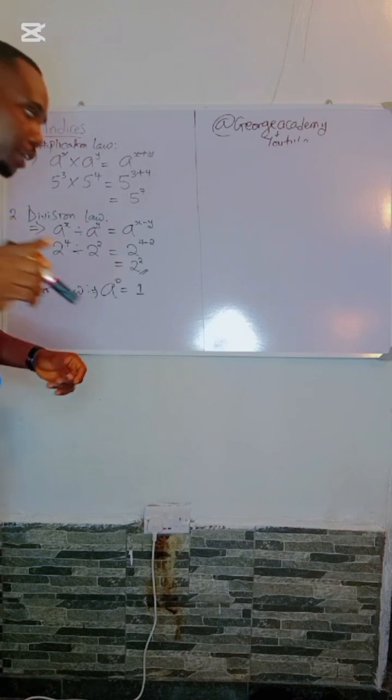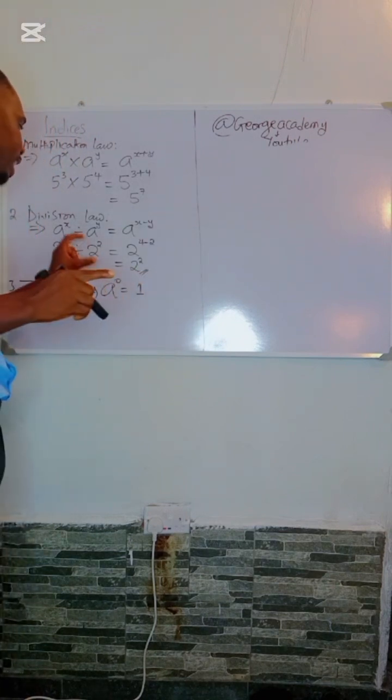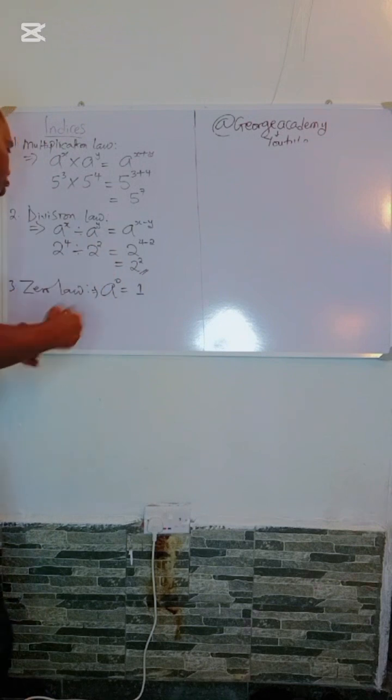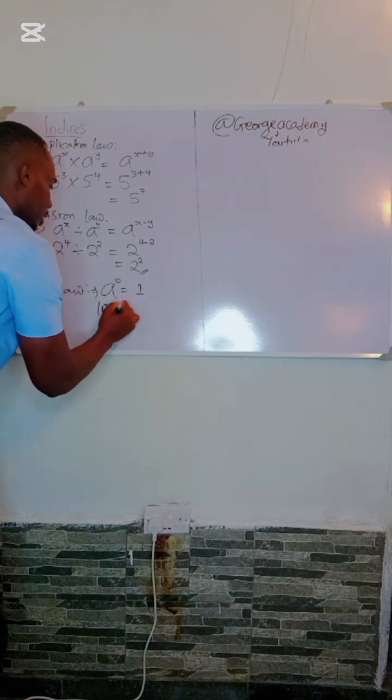So I'm going to repeat myself again. I said the zero law of indices says that a raised to the power of 0 is equal to 1. It means that 1000 raised to the power of 0.